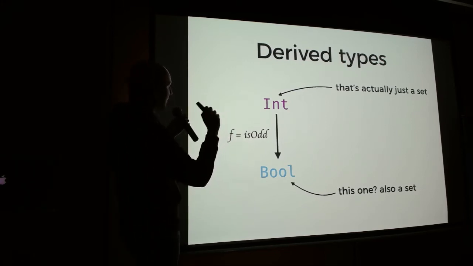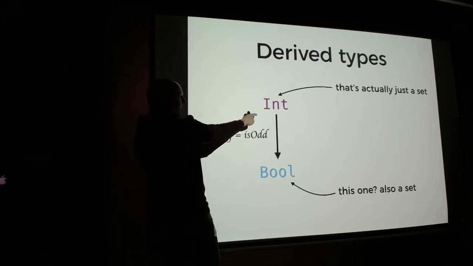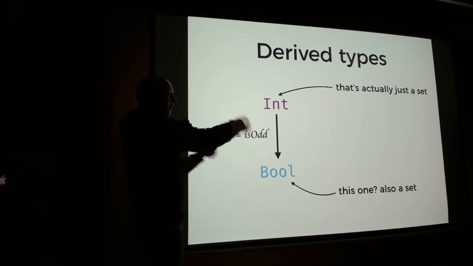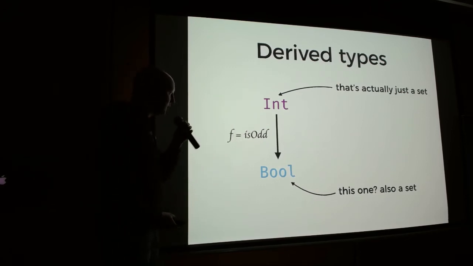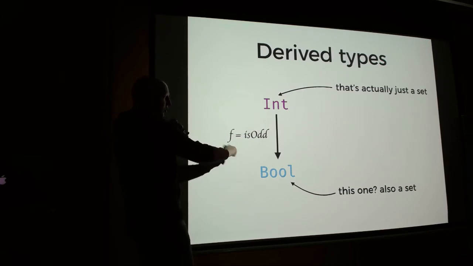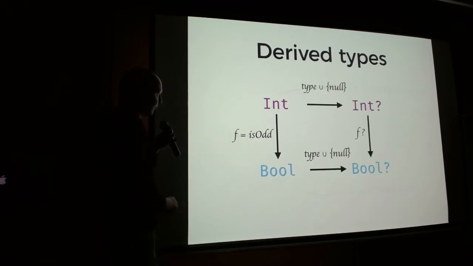So you can go from any int to any bool using this function. And if you look at types closely, you realize they're just sets. So int, a type, is a set that represents all integer numbers, right? Negative, zero, and positive. And bool is a small set of just two values, false and true. And this function is just a mapping between the sets.